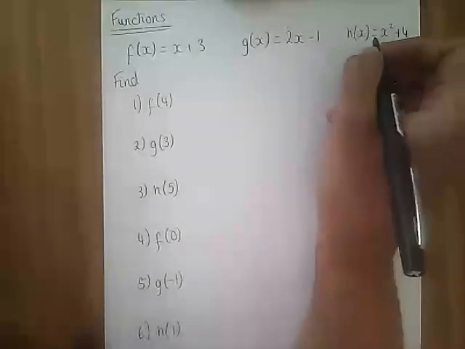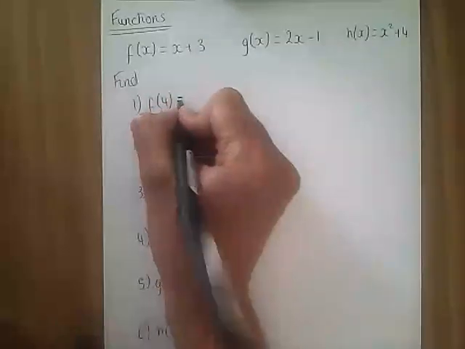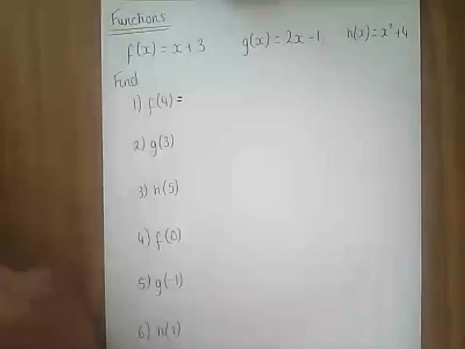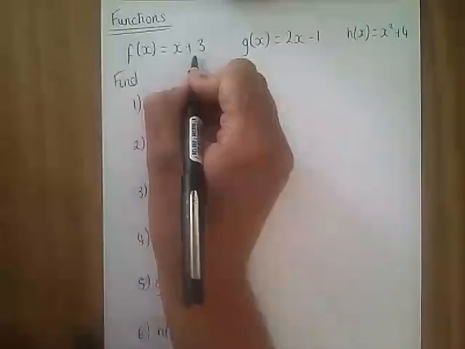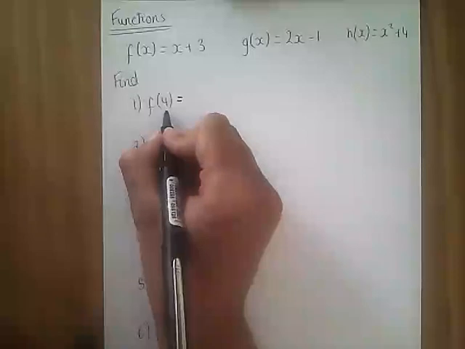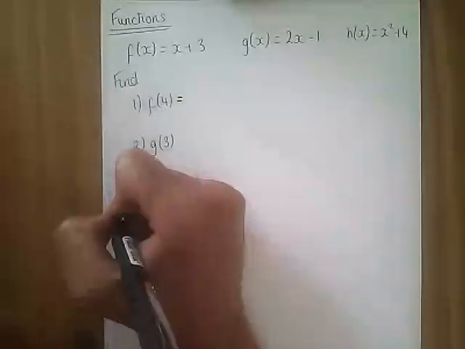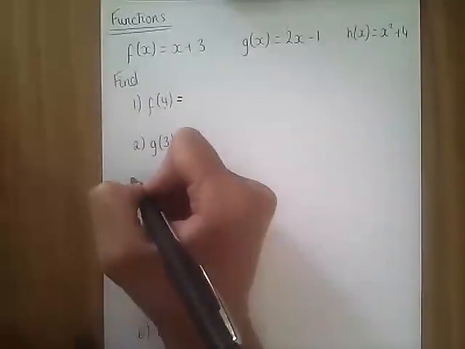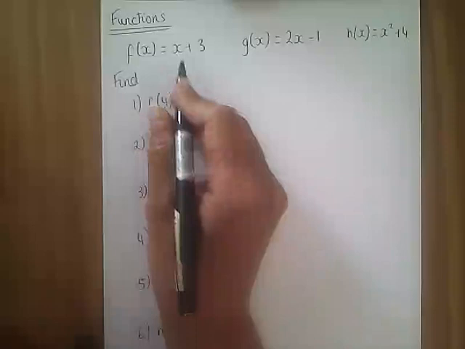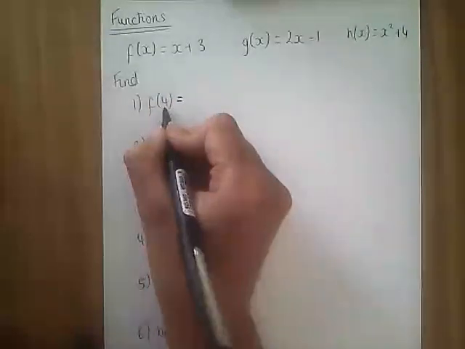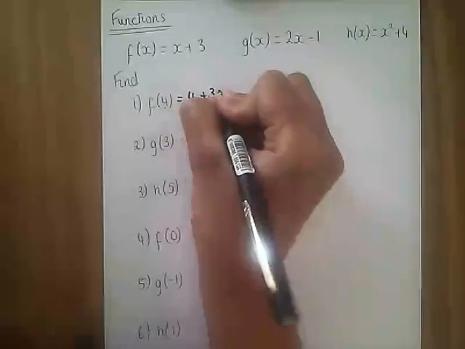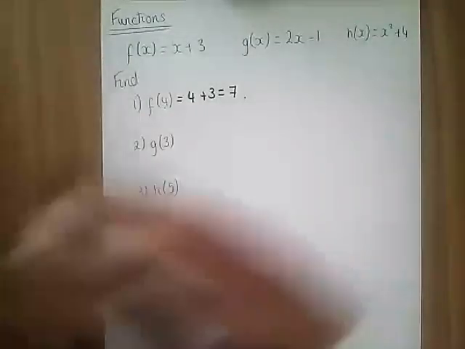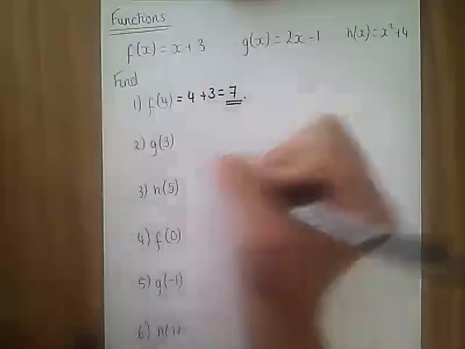So what you will be asked to do is, you'll be given a function for f of x and you'll be asked to work out f of 4. What that means is, instead of an x, we are putting in the number 4. So wherever you see an x in your function, you're going to substitute in the number 4. So here we've got x plus 3, so instead I've got 4 plus 3. 4 plus 3 makes 7. That is your answer. F of 4 is 7.